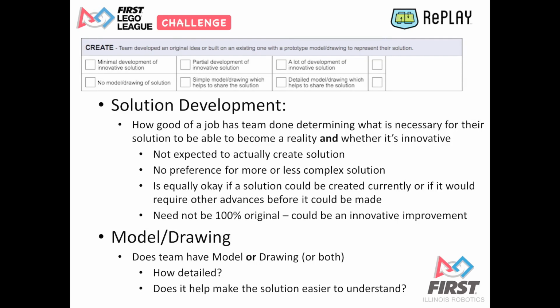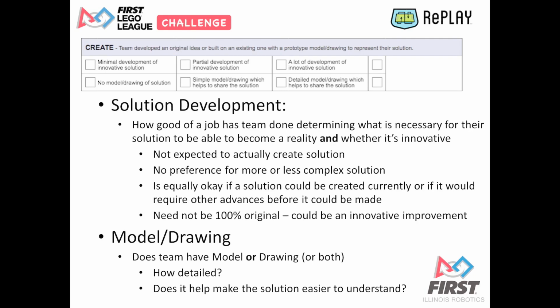Okay, moving on to the Create section. The Create section of the Innovation Project Rubrics looks at how the team developed an innovative solution and also whether the team created a model or drawing of that solution that helps the judges understand it.